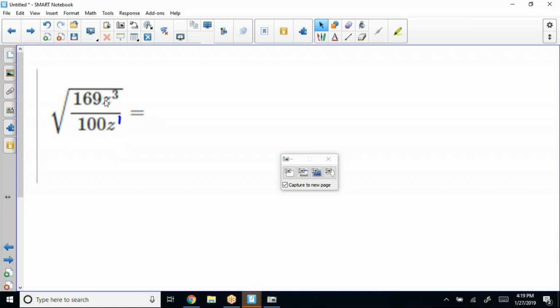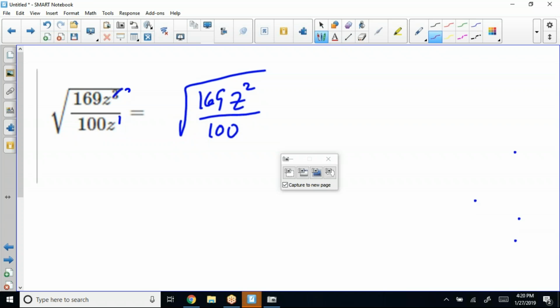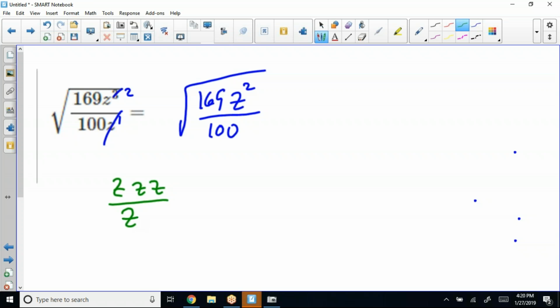There's a 1, right? So we know that this is going to be 169 z to the 2 over 100, because if I've got 3 up here and 1 down here, they cancel one of them out. So that becomes a 2, and then this goes away. Does that make sense? Yes. You think of it like this: I've got 3 z's up top, 1 z on the bottom, I cancel it out, I've got 2 left. That's really what the quotient property is.